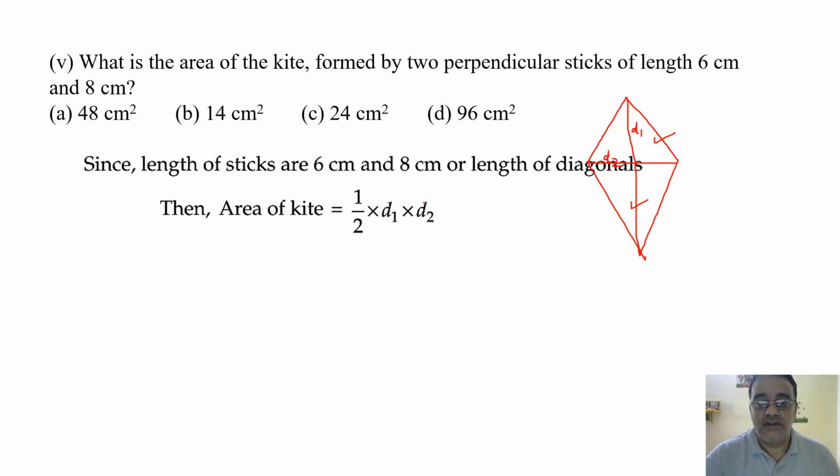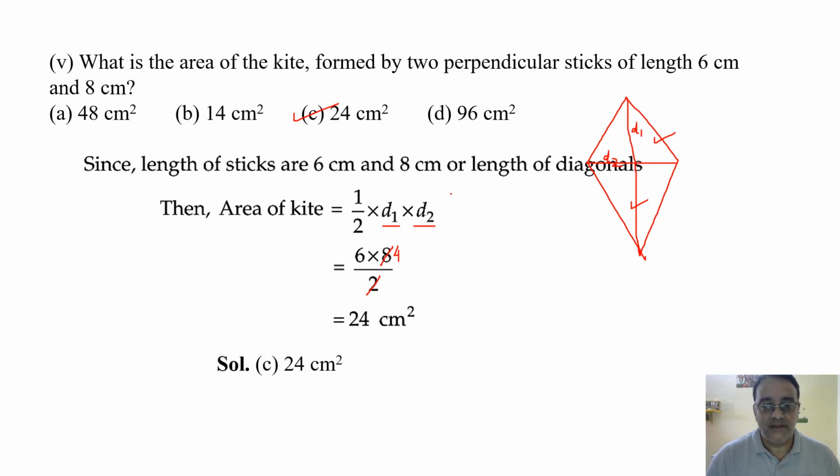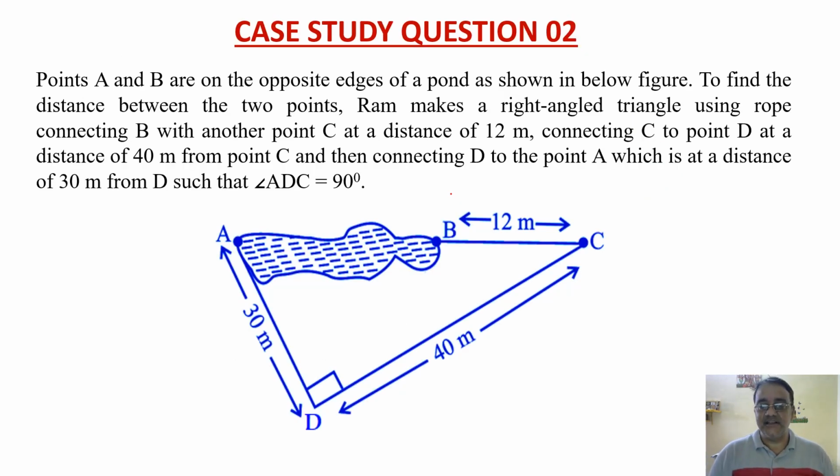So D1 is 6 and D2 is 8, so 6 into 8 by 2, here we are cancelling 8 by 2. So we are getting 6 into 4, that is 24 centimeter square. So which option is the correct one? Option C. Right. Fine. So now we are moving toward the case study question number 2. Right. This is the case study question number 2. Points A and B. The same case study question is given in the CBSE question bank.